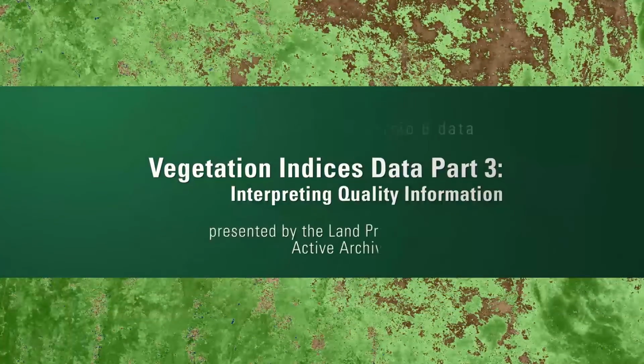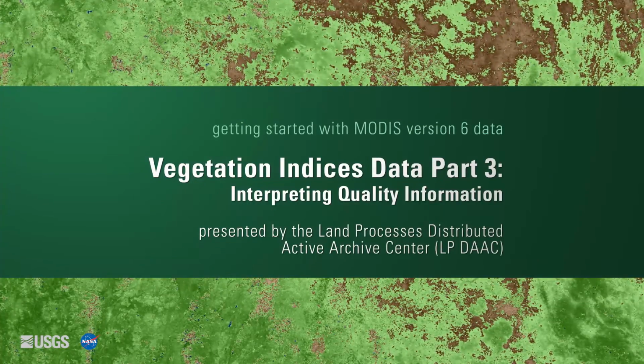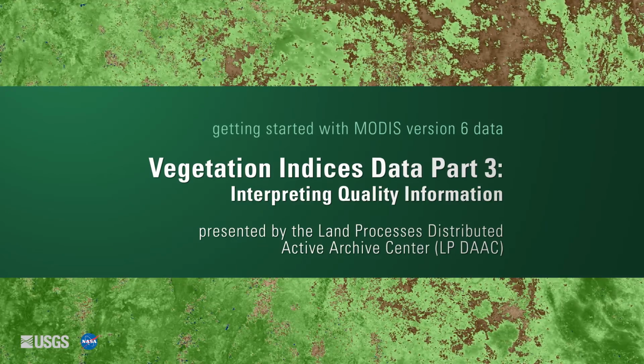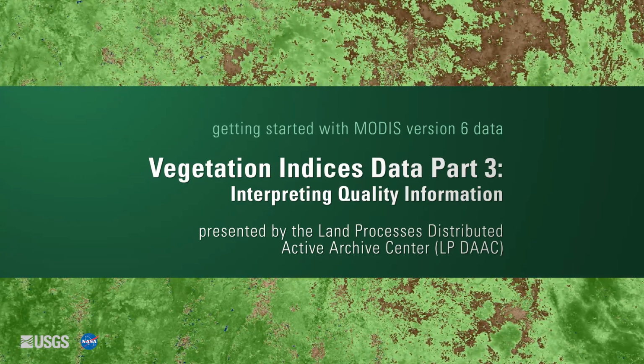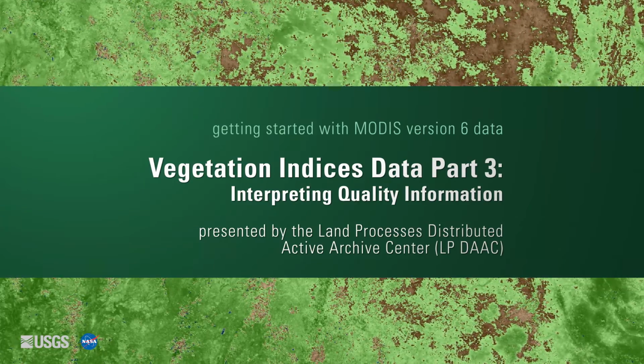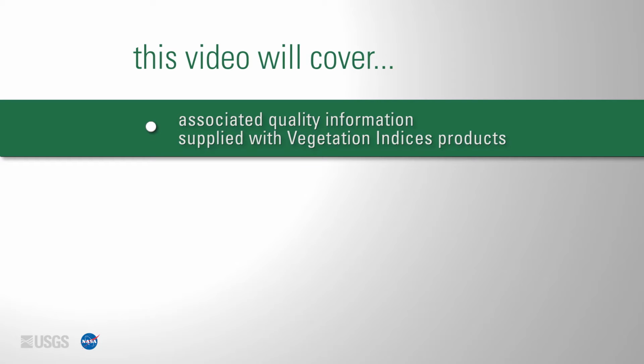Getting started with MODIS version 6 Vegetation Indices Data Part 3, Interpreting Quality Information, presented by the Land Processes Distributed Active Archive Center, or LP DAAC. This is Part 3 of the Getting Started with MODIS version 6 Vegetation Indices Data video series. This video will cover the quality information associated with vegetation indices products.